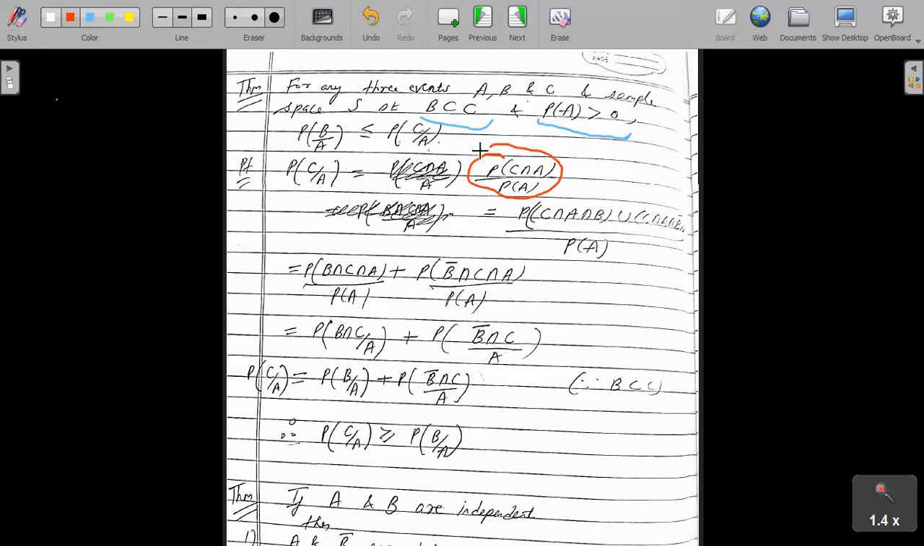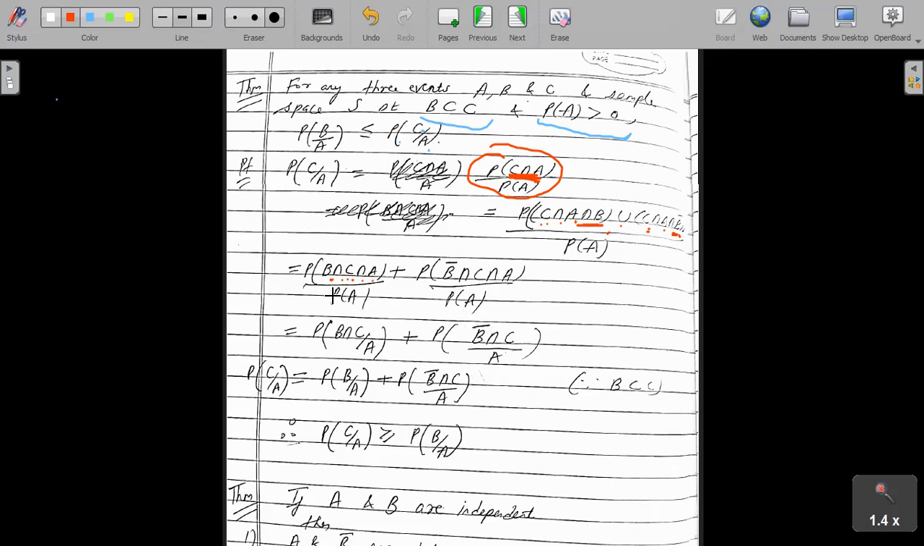As we wrote earlier, C intersection A we can write as C intersection A intersection B union the same set intersection with B complement. So C intersection A intersection B complement, the union of both. And again, since this union is disjoint, we can write this as probability of B intersection C intersection A plus probability of B bar intersection C intersection A. Obviously below in both, probability of A is there.